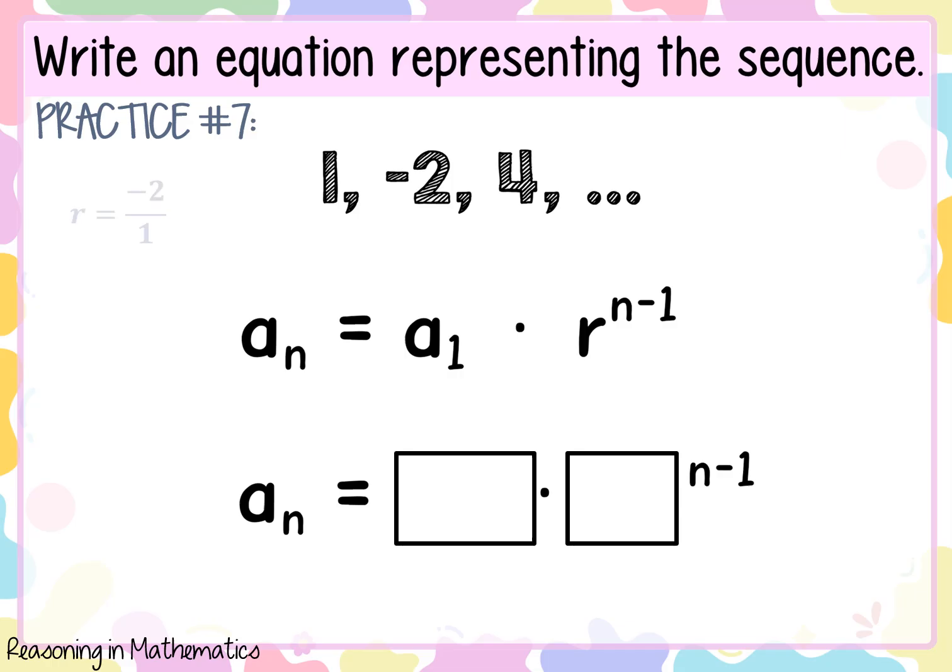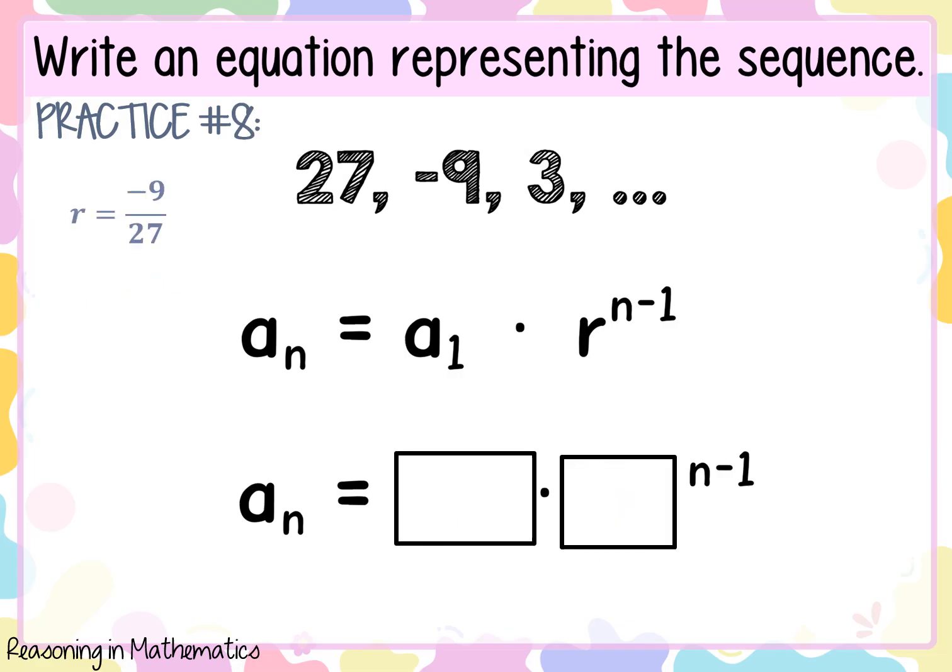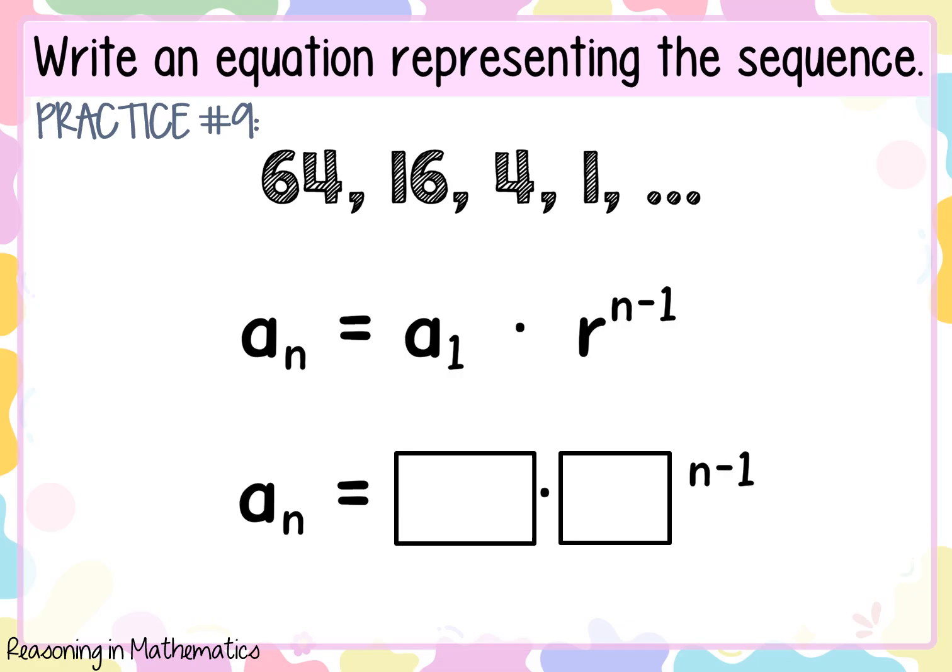Practice number 7. To find our r, we divide -2 by 1. Kind of silly. r is -2. The first term is 1. Common ratio, put it in, -2. And there you have it. Practice number 8. -9 divided by 27. We're going to get a fraction, -1/3. First term, 27. Common ratio, -1/3. There you have it.